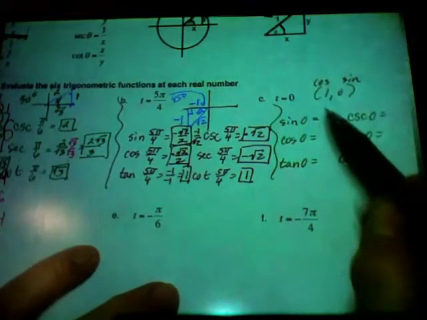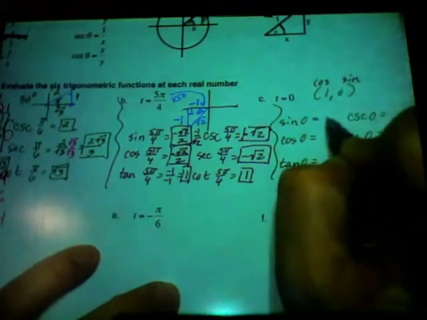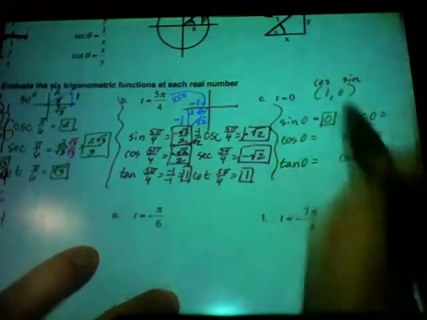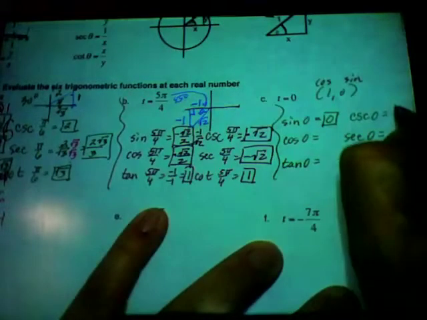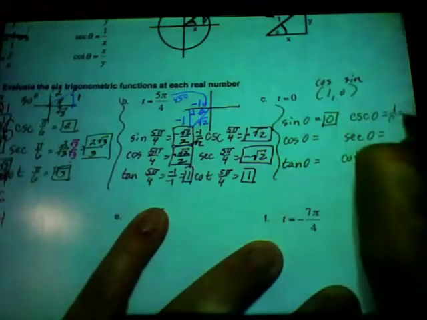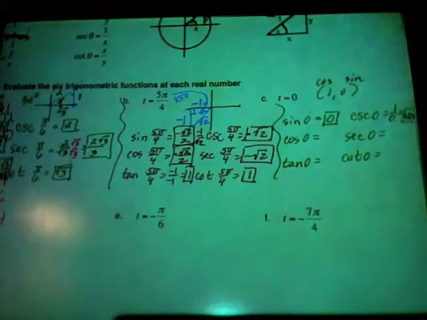So sine is 0 just based upon our ordered pair, right? So if you looked at it as a fraction, wouldn't it be 0 over 1? So what's the reciprocal of 0 over 1? Flip 0 over 1, you get 1 over 0. Can you have 0 in a denominator? So this is 1 over 0, which equals undefined. Cosecant is undefined at 0. It does not exist.